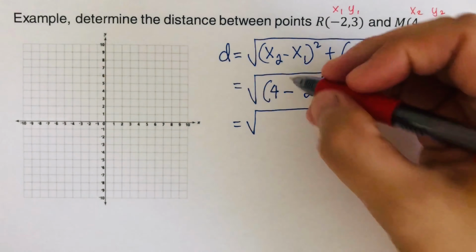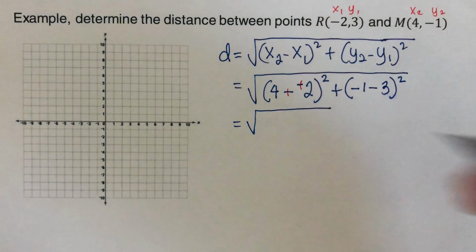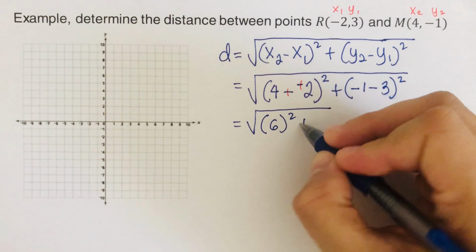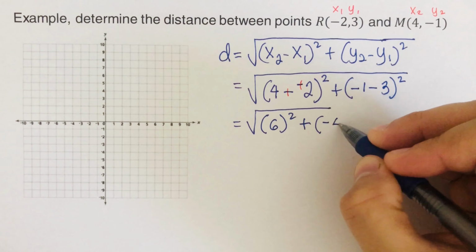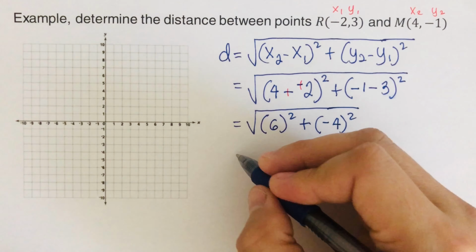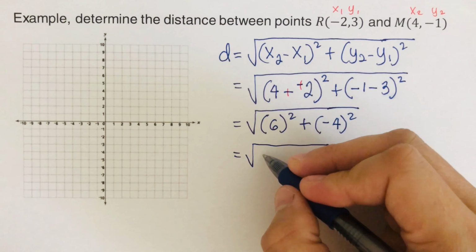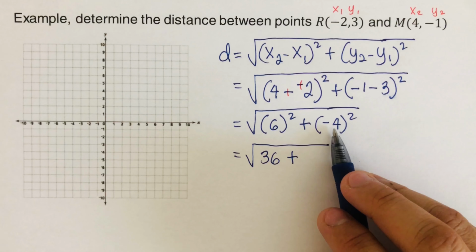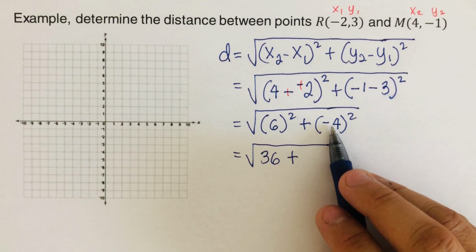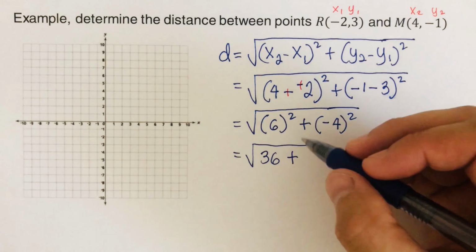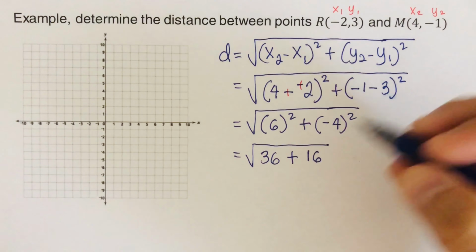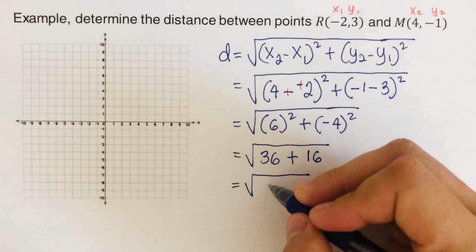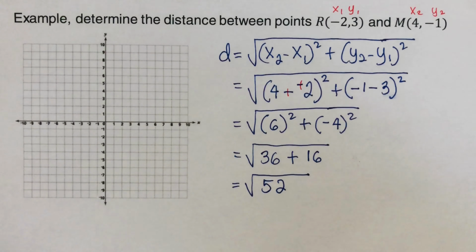So then we can go ahead and simplify this. Remember, this becomes a plus and plus. So that's going to be 4 plus 2 is 6 squared, plus that's going to be negative 4 squared. So we simplify this some more. So we have 6 squared is 36, plus negative 4 squared means we multiply negative 4 twice. So that would be negative 4 times negative 4 is a positive 16. So then from here, we can go ahead and simplify this. 36 plus 16 is 52. So that's the square root of 52.